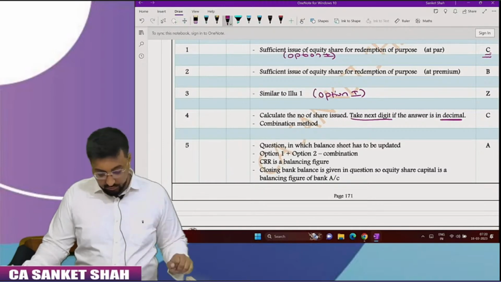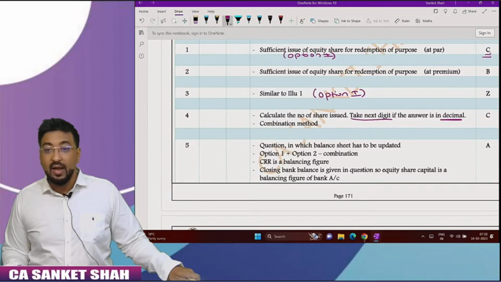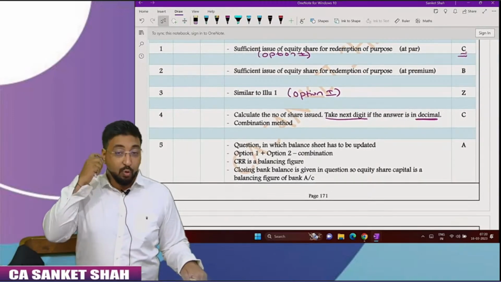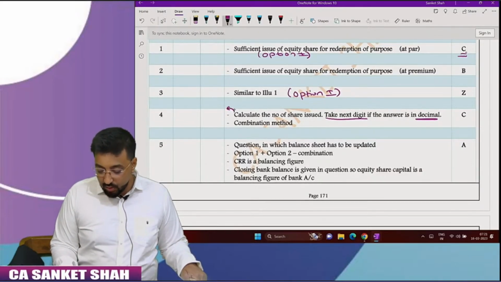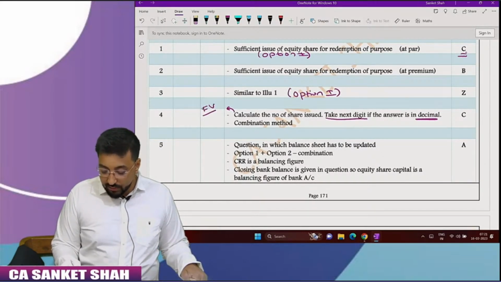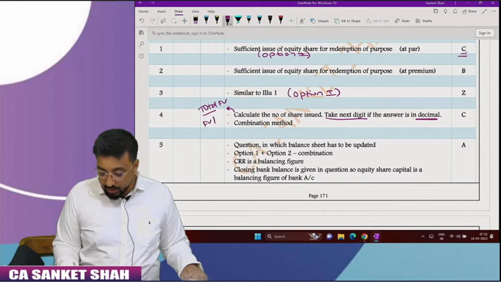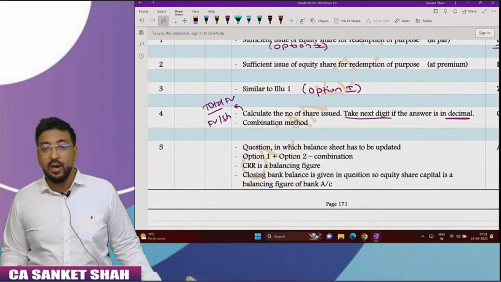Yes, calculate the number of shares to be issued and take next digit if the answer is in decimal. So this is a new point. What is the new point in this question, beta? आपको calculation of number of shares. Number of shares we are going to calculate. How to calculate, beta? It's very simple. Number of shares is equal to total face value divided by face value per share.